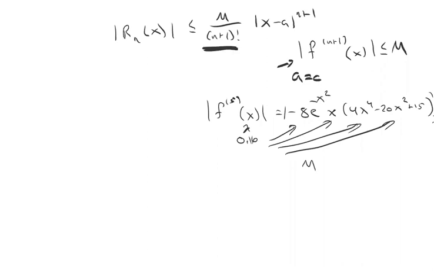Since we only had 4 terms, we would say n is 4, and then this x in this case would be 0.16. So that's how you use this particular theorem. It's pretty calculation heavy, so just watch out for that.